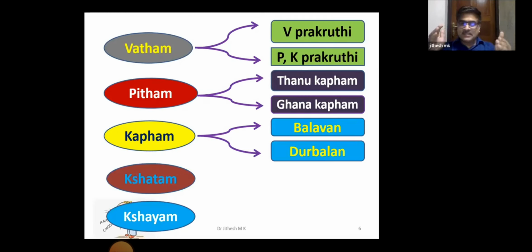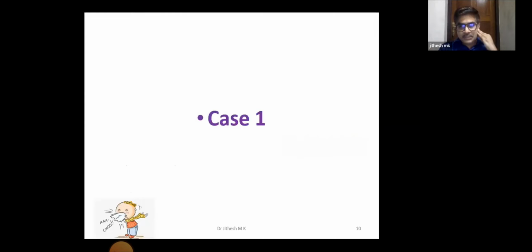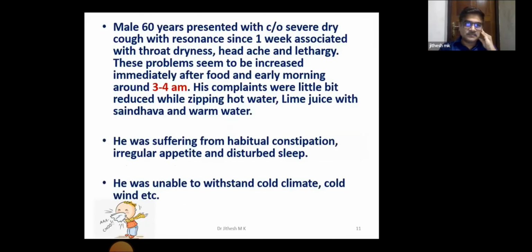Again, the next one is kaphaja kasa. When we go to kaphaja kasa, again there are 2 types: kaphaja kasa occurring in a balavan, or kaphaja kasa occurring in a durbala person. The treatment line is entirely different. How we can select the yogas according to this precise classification, that we will see now. We will discuss, with the presenting complaint, case by case. So, shall we go to the first case?